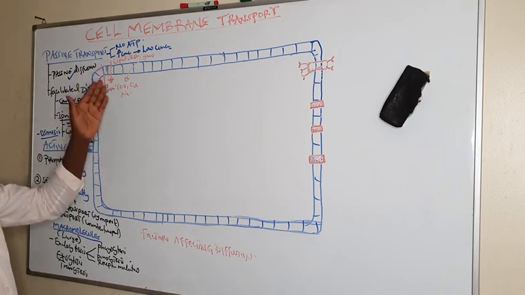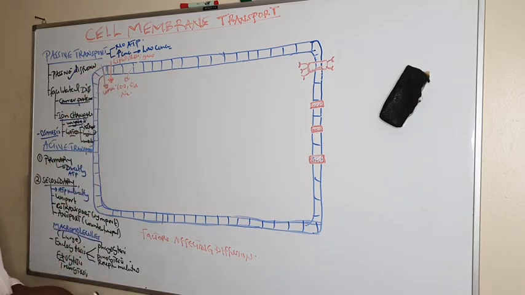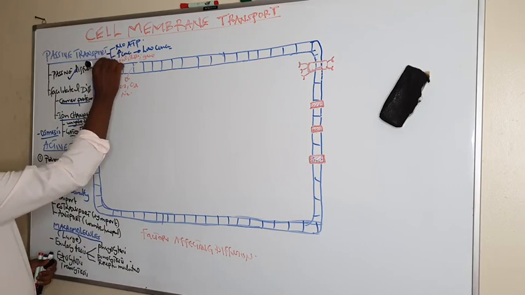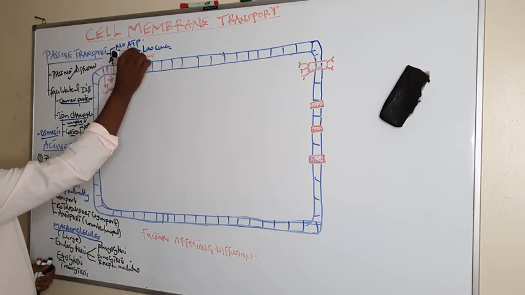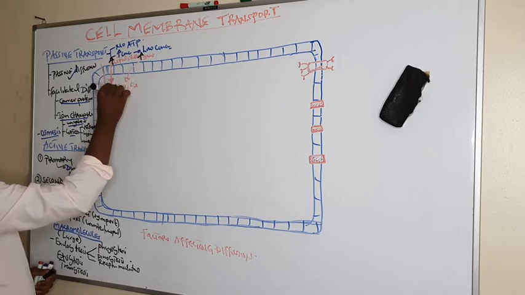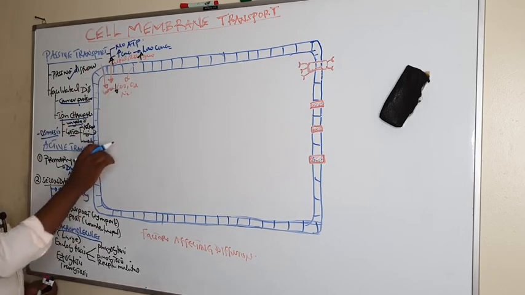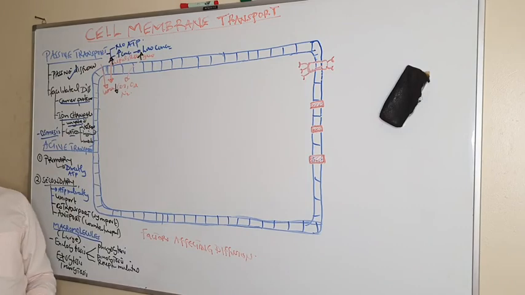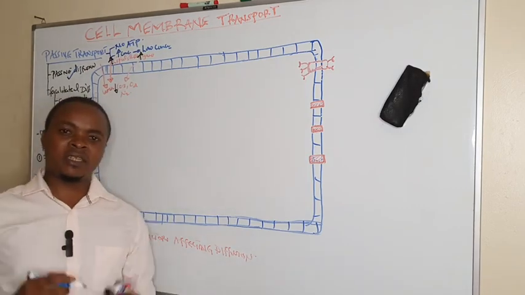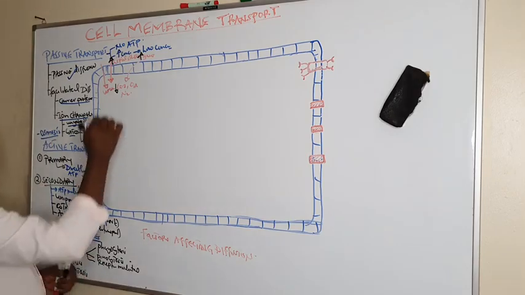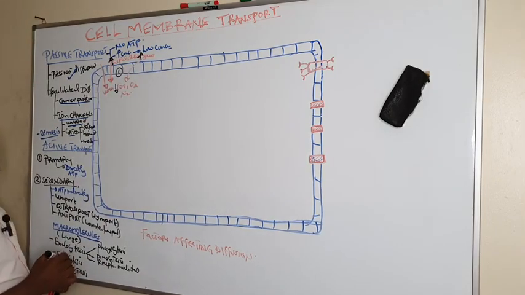Outside they are very high, so we see them moving because outside they have a higher concentration, and inside they have a low concentration. So they are moving along the concentration gradient until we attain an equilibrium. So that is mechanism number 1, which we are calling passive diffusion.